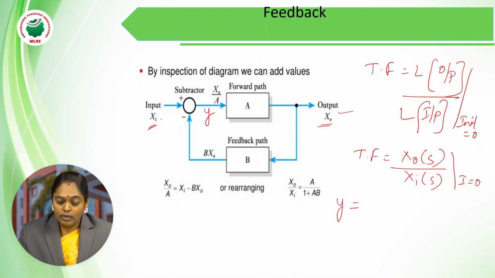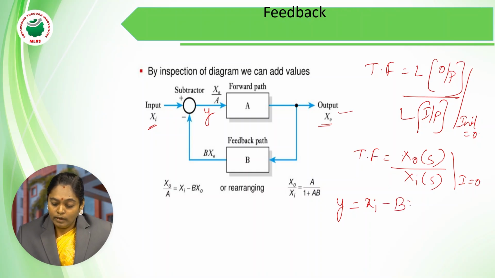One is input and the other one is a feedback path. So this input is nothing but xi. As I have told you, I am using this as a subtractor. That itself indicates it is a negative sign. So minus b x0. This is the expression for the input, which I am representing as y.